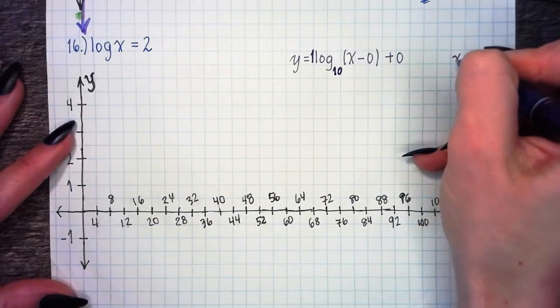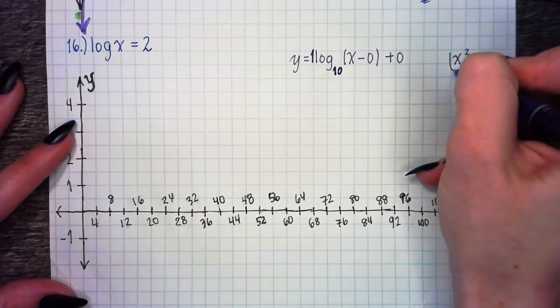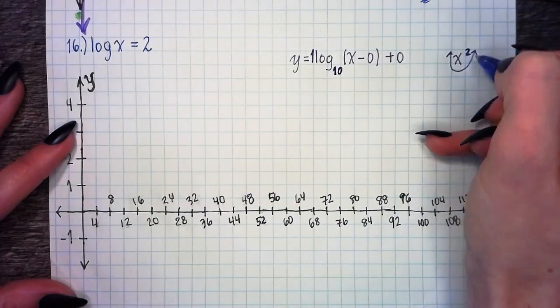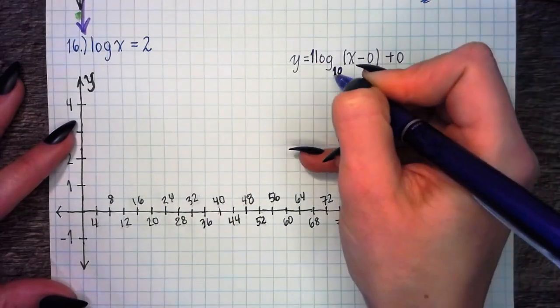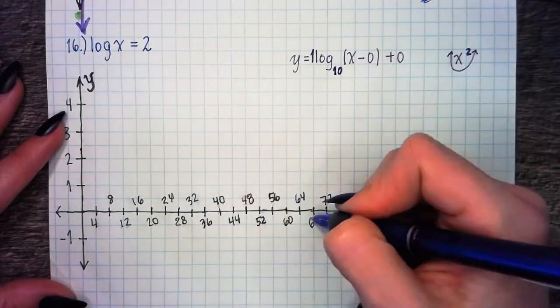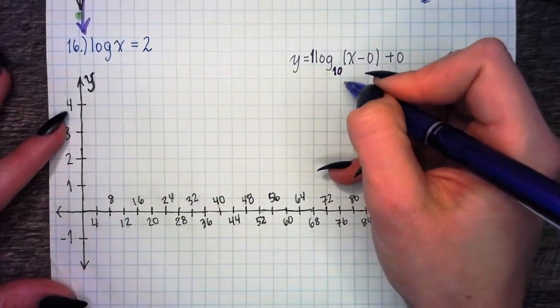Just like in x squared, 2 is the power that makes it a quadratic. You would never say that this has a vertical stretch of 2 because of the 2 in the exponent. Do you know what I mean? So this 10 is not a horizontal stretch of 10. It really just determines the shape. The base determines the shape of the graph.